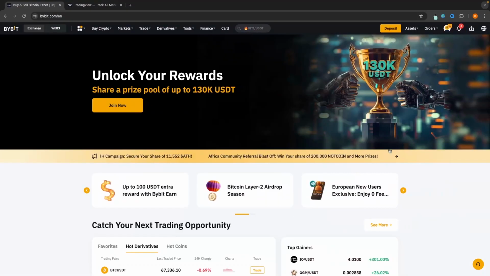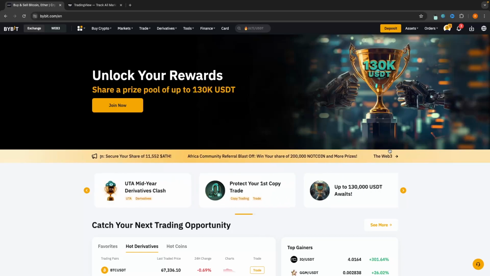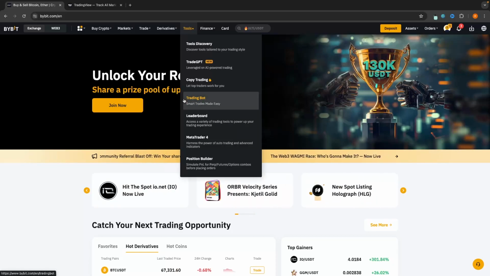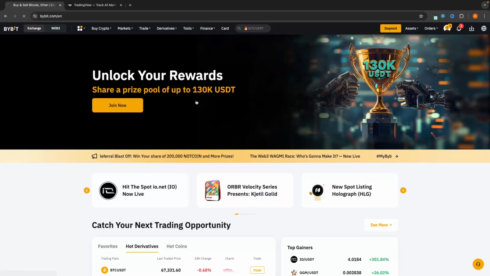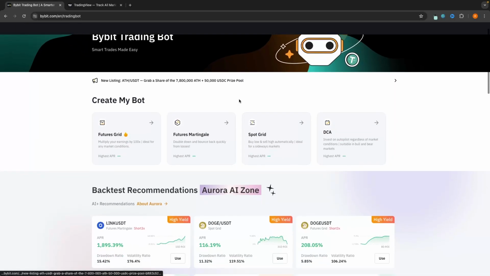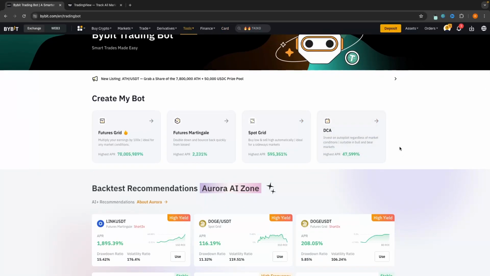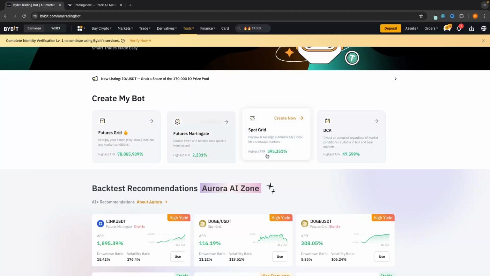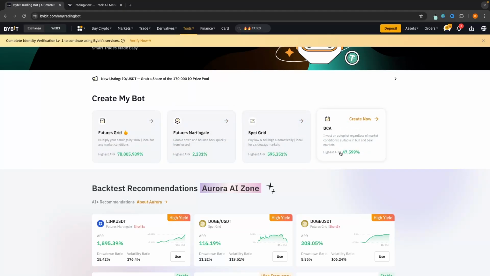So once you have either signed up or logged in to your Bybit account, to access the bots area, all we need to do is go up to tools along this top bar, and then we can see the trading bot section right here. So let's go ahead and click into this, and then we can see the different bots that we have. So the 4 bots that we have are Futures Grid, Futures Martingale, Spot Grid, and DCA. And I'm going to explain all of these bots, what they mean and what they do.